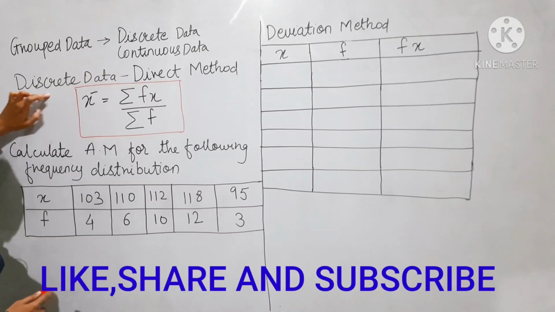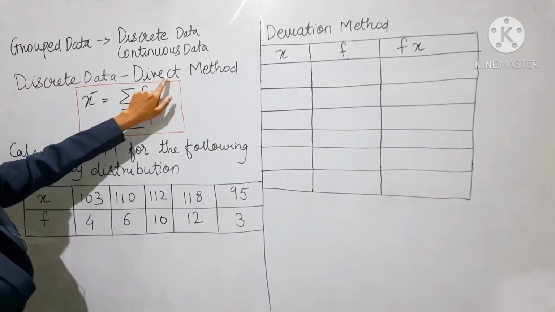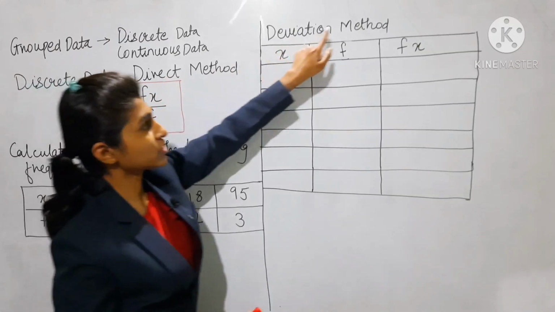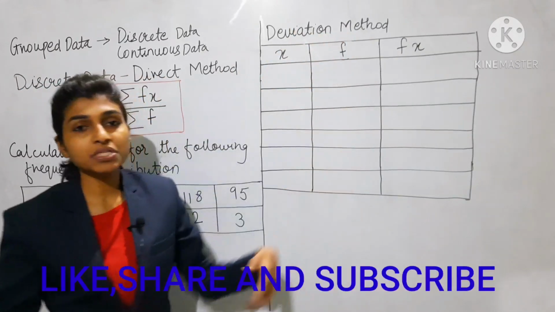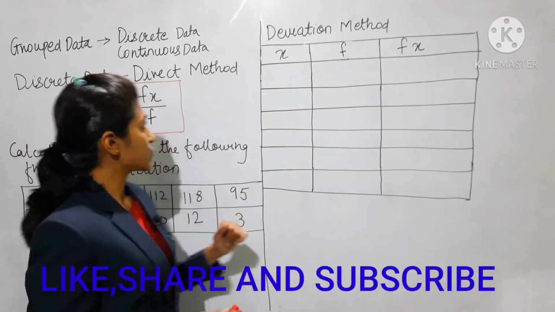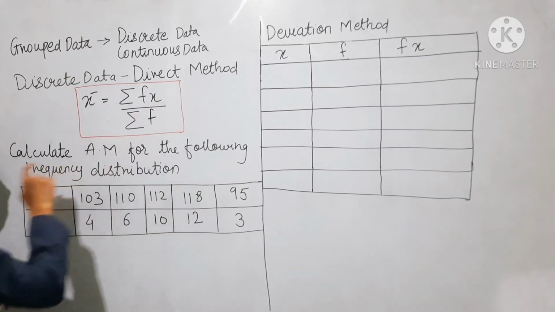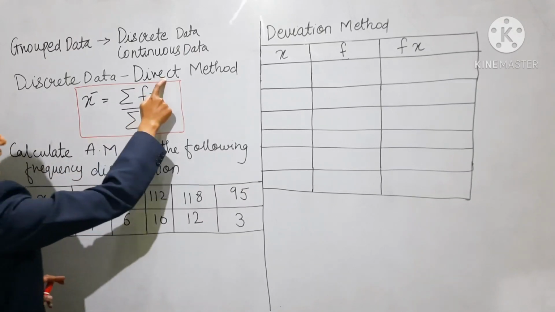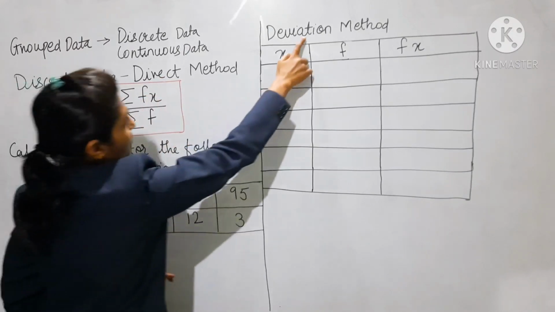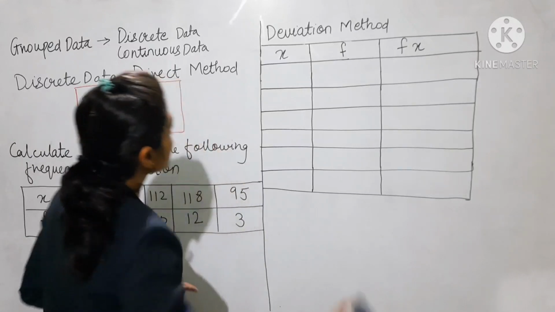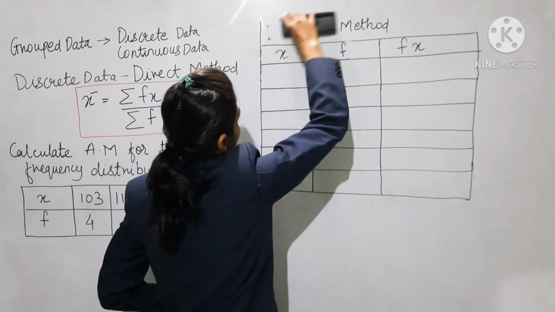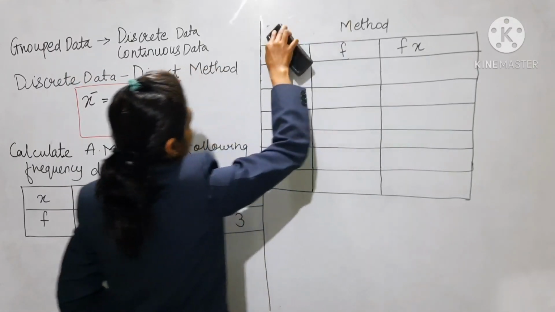In discrete data, there are two methods, direct method and deviation method. Deviation method means a shortcut method also. So first we'll see how to find arithmetic mean by direct method and by deviation method. Okay, we'll see deviation method after this example.